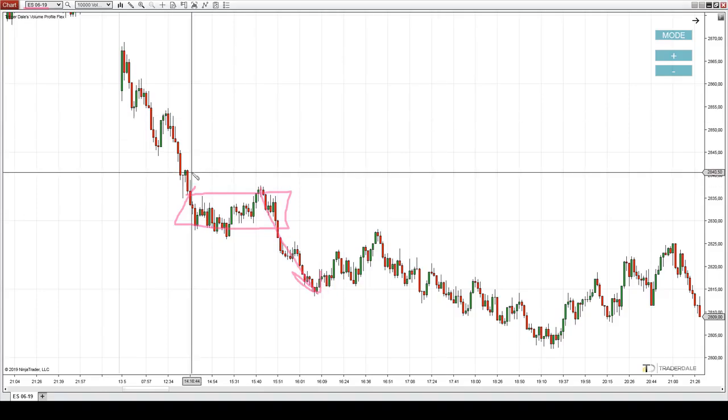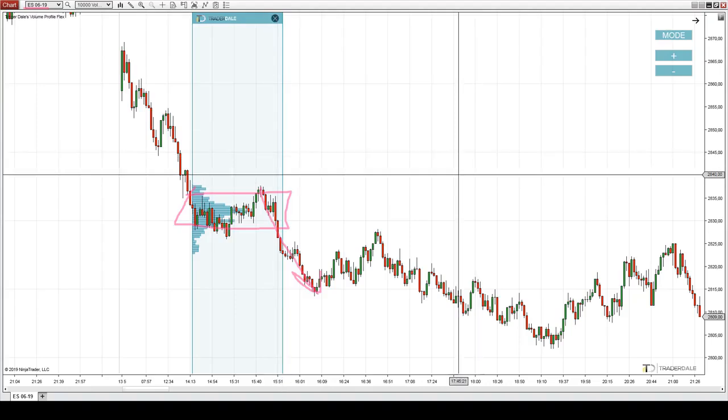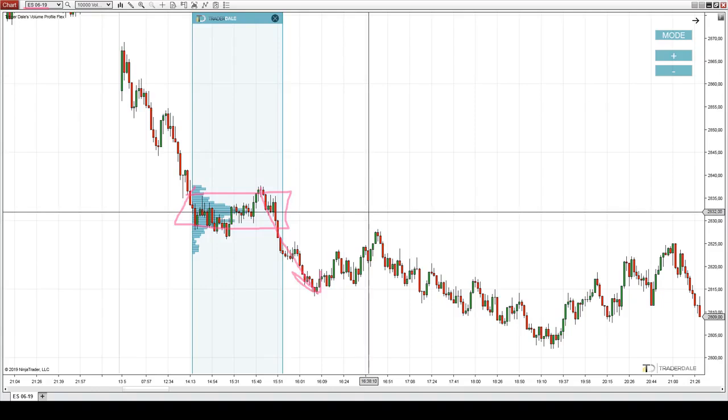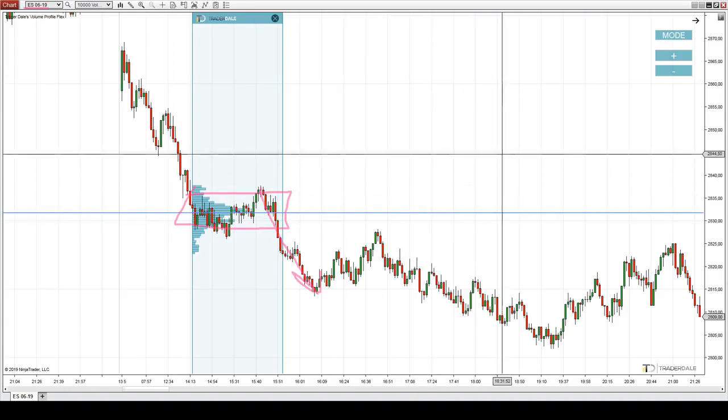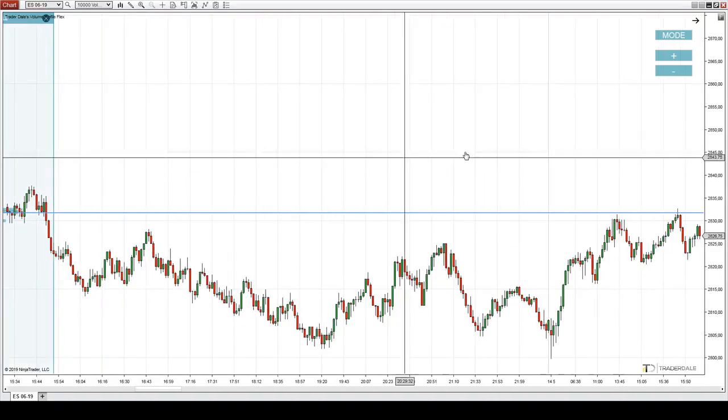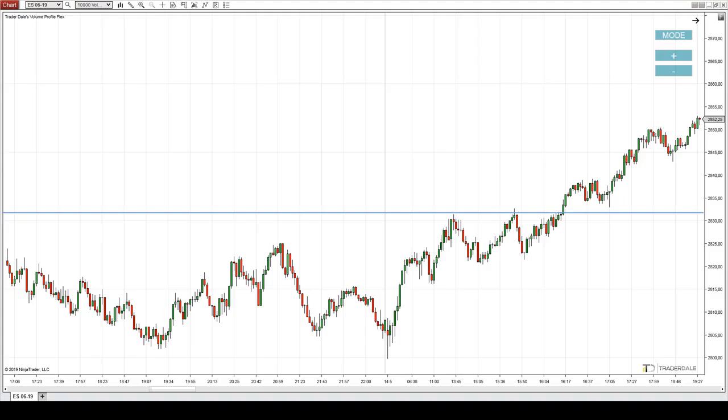So what we do is use the flexible profile to look into this area and have a look where the volumes were the heaviest. In this case, it was in here, so let's draw a line. And what you do is you wait for a pullback and you go short from the place where the line gets hit. In this case, there is a reaction a little bit before the line. So I would probably discard the level. I wouldn't trade it anymore.